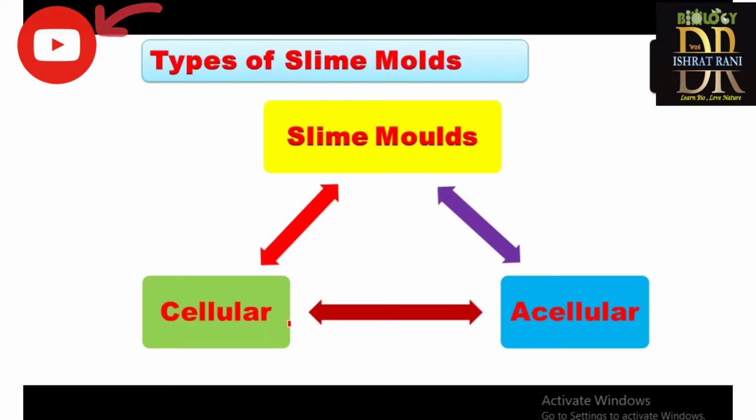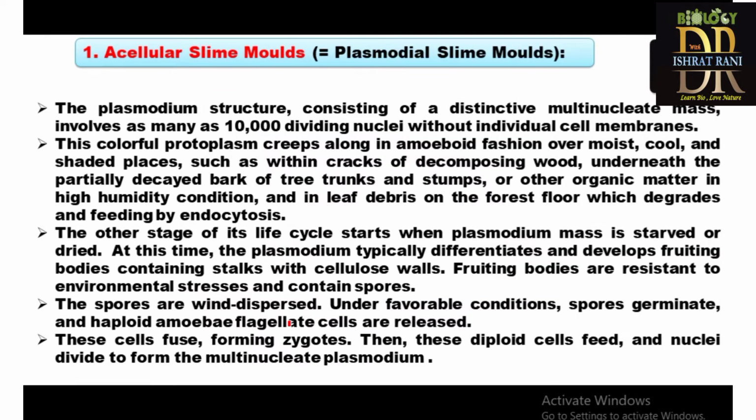So here are the types of slime mold. Slime molds have two phases, the cellular phase and the acellular phase. We will differentiate between them and how you can recognize which is the cellular phase and which is the acellular phase. The first one is the acellular phase or slime mold, also known as plasmodial slime mold. The plasmodium structure consists of a distinct multinucleated mass involving 10,000 dividing nuclei without any individual cell membrane. This colorful protoplasmic mass creeps along in an amoeboid fashion.